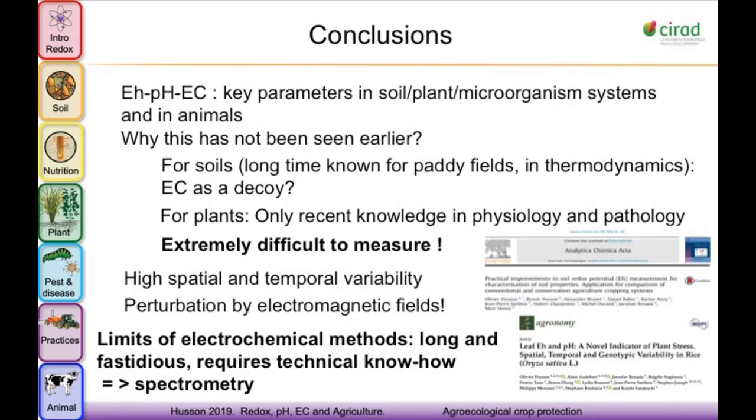So why did we not see this earlier for the soil? I'm not sure. Probably because EC was a decoy. We've been lured by this. For the plant, it's very recent in pathology, so it's quite normal. And it's extremely difficult to measure for the moment. So that's why there's this spatial temporal variability. Electromagnetic fields alter the measurement strongly with the electrochemical method. So that's why we're working on spectrometry.